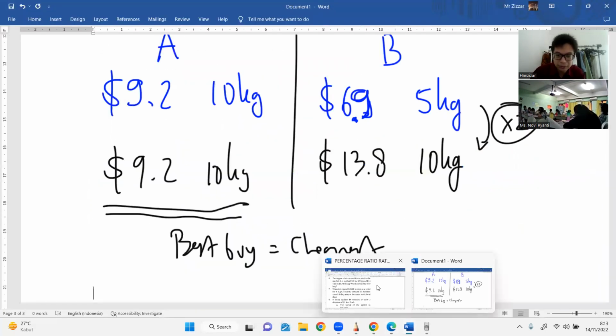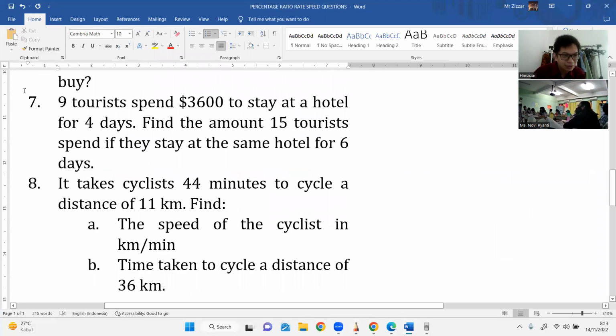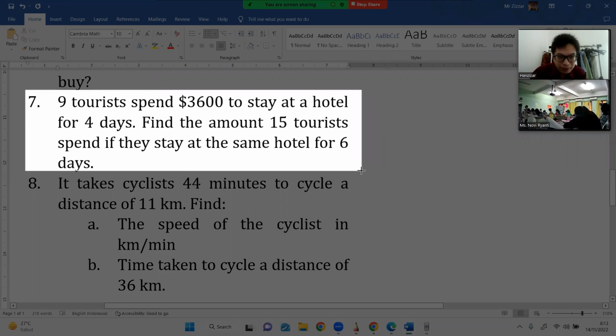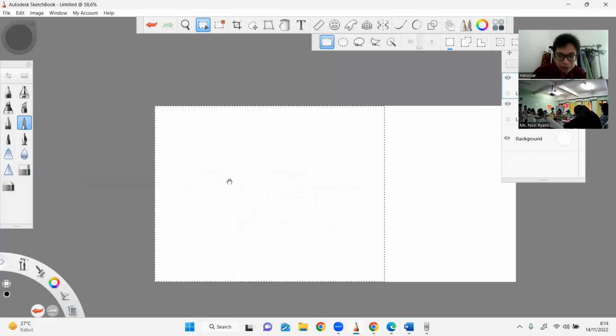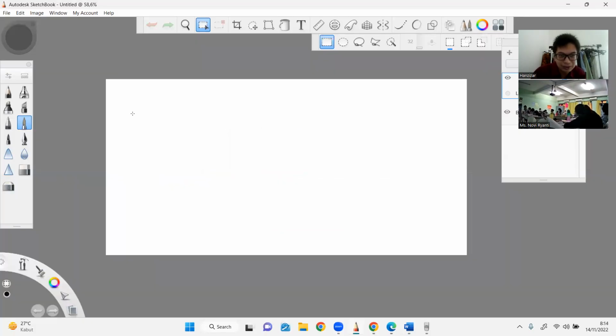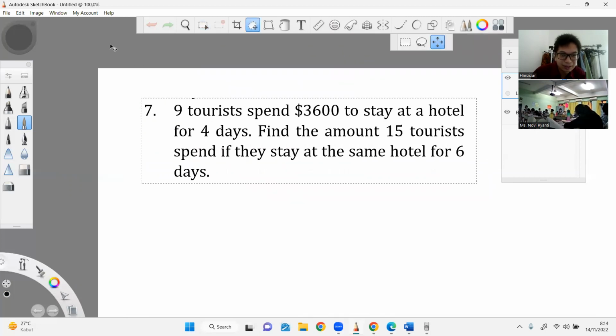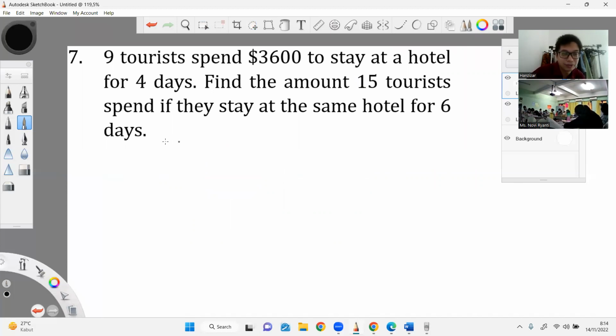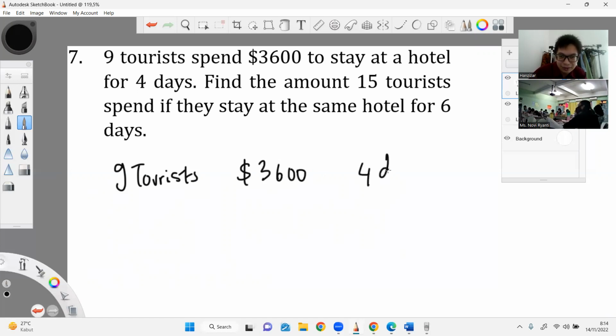Number 7. This requires a lot of focus. Two more numbers guys, maintain your focus. Raise your mode a bit, pay more attention. 9 tourists spend 3,600 to stay at a hotel for 4 days. Remember, 9 tourists spend 3,600 for 4 days of stay.